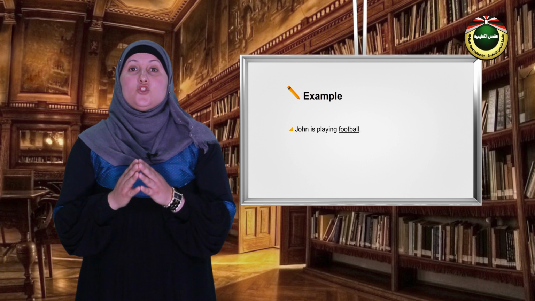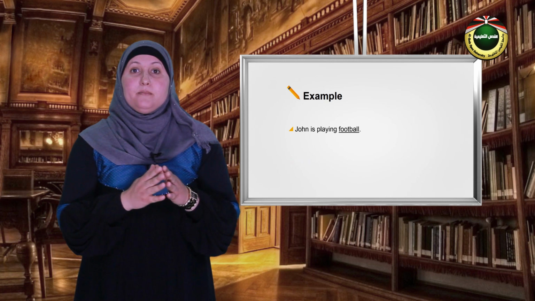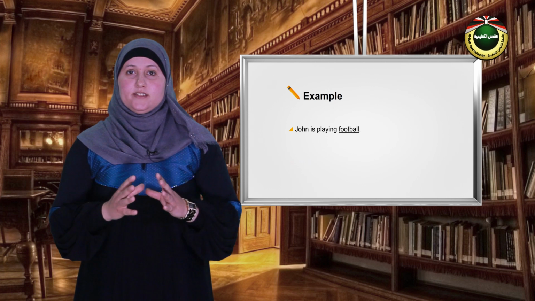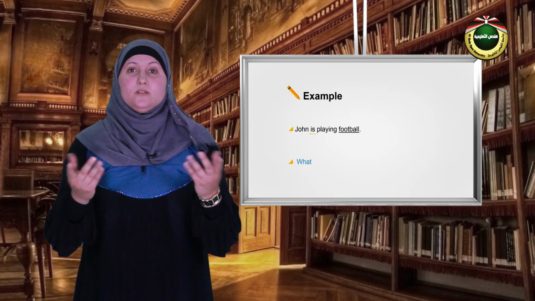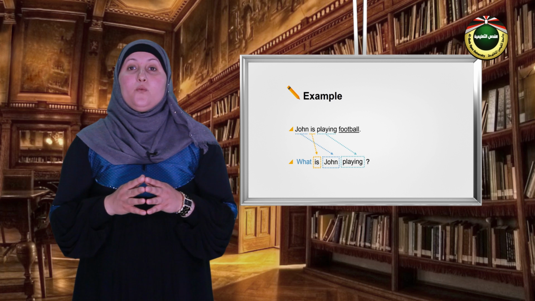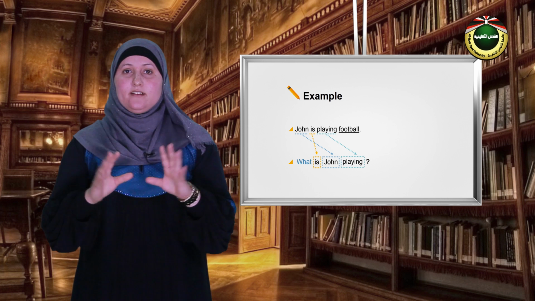Now, if you make a yes-no question and you drop the underlined word, what will you get? We have John, the subject. Is belongs to the helping verbs, be verbs. What should you do? Switch. Yes, switch the subject and the helping verb. Is John playing? Right? Now, the word football is a thing or non-human.